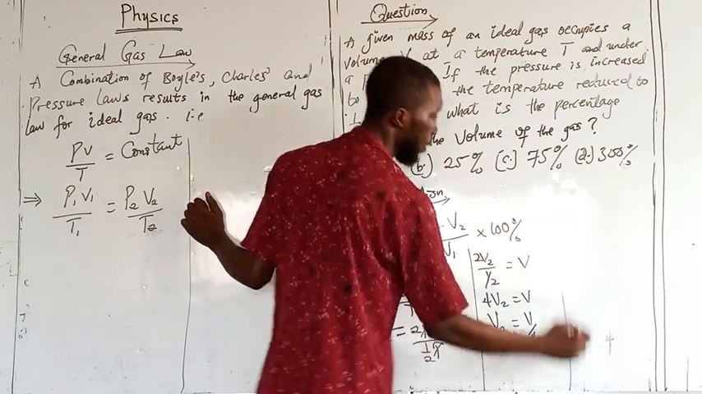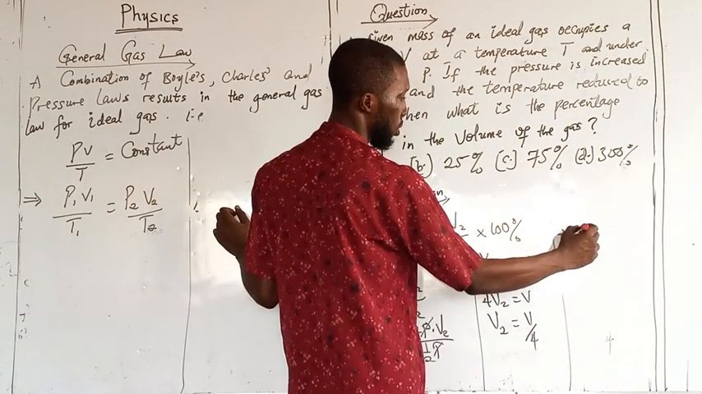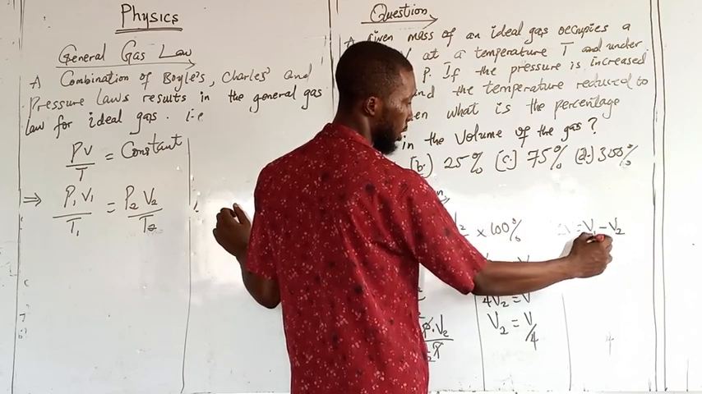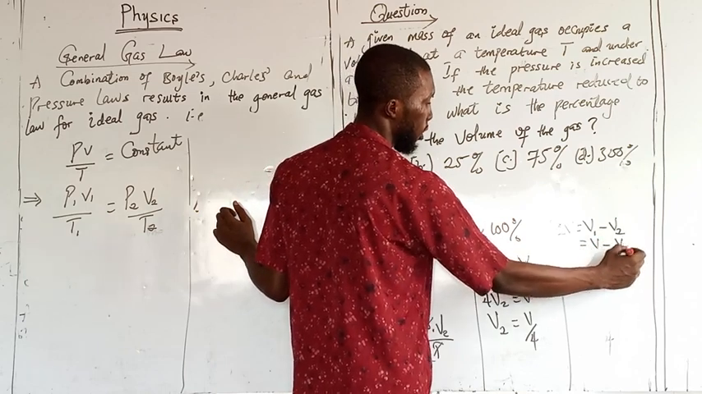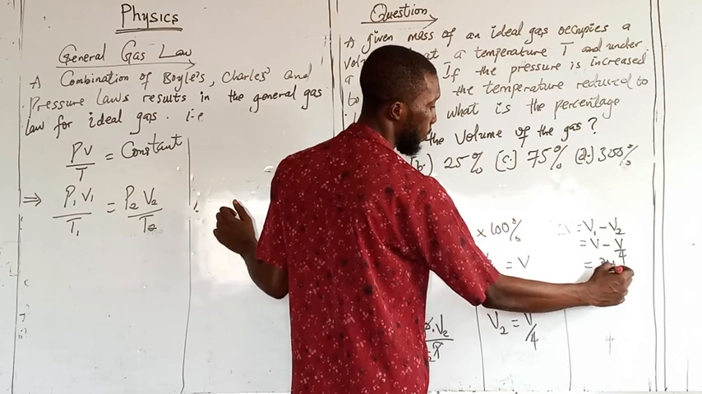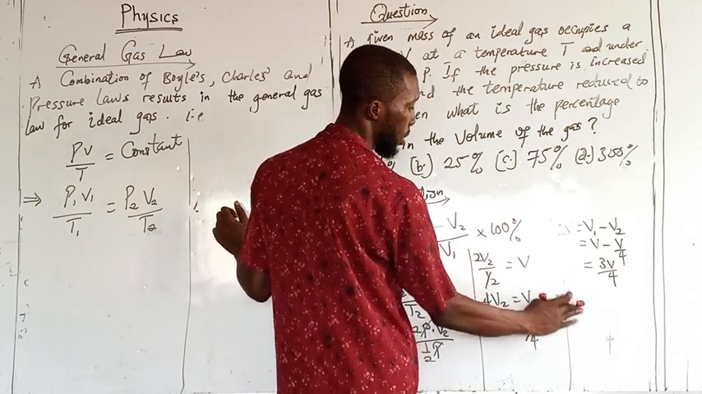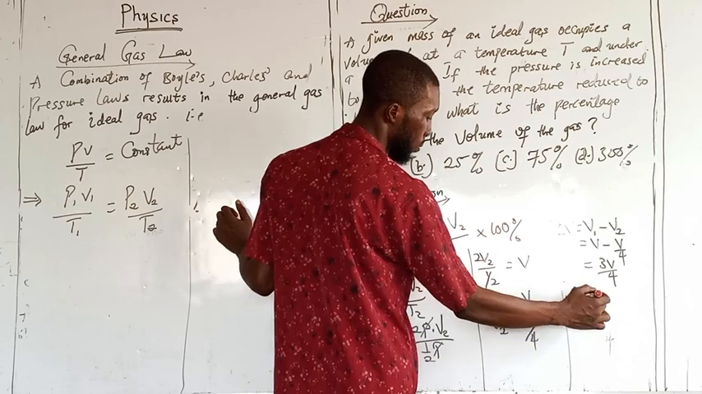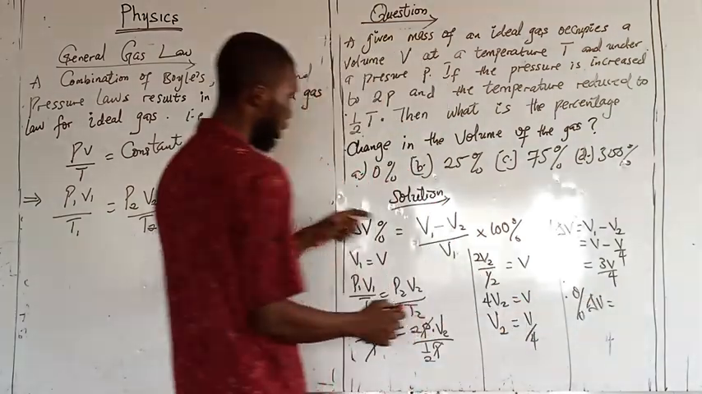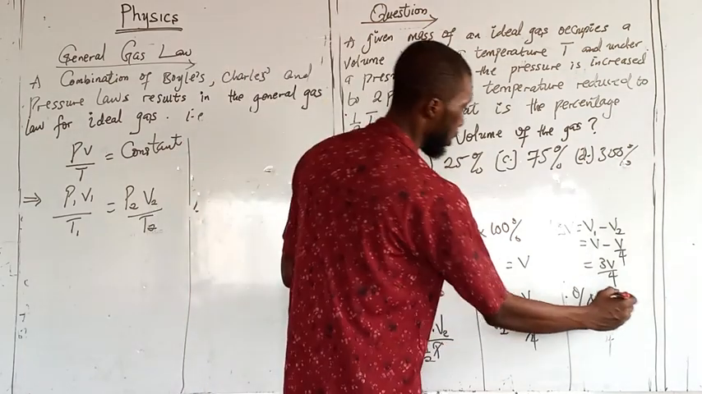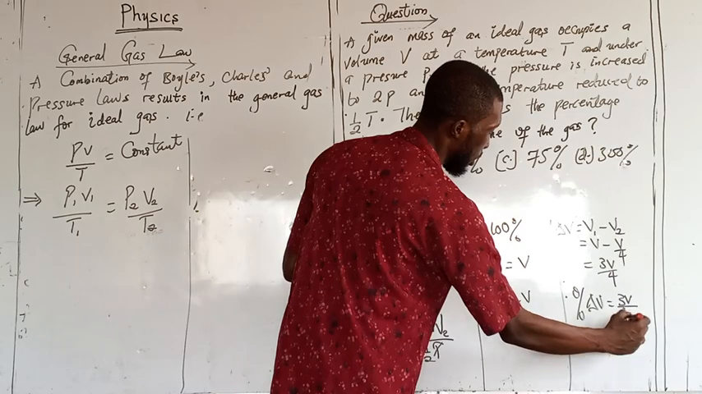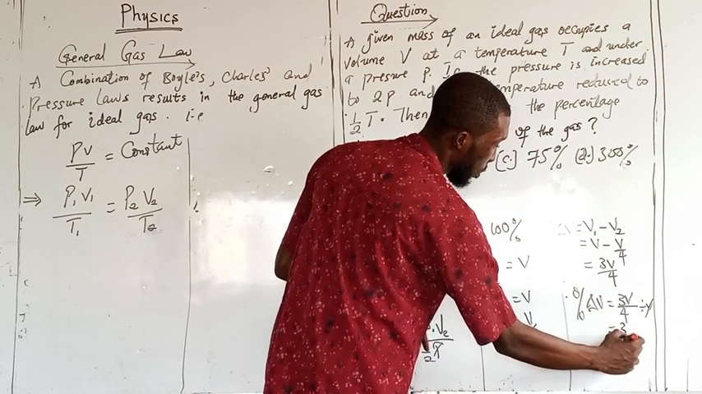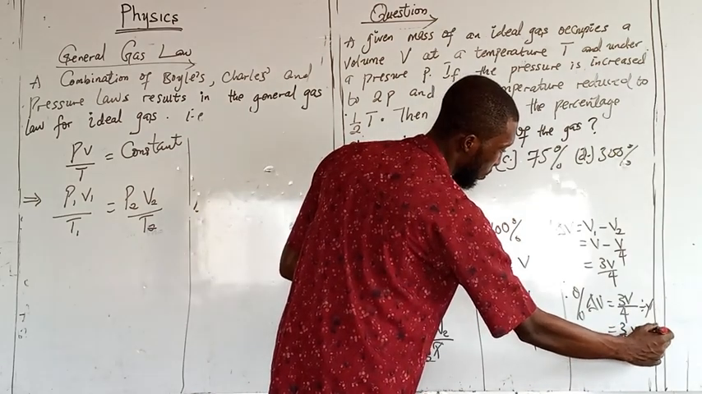So our change in volume will be equal to V1 minus V2. Our V1 is V minus V2, V by 4, which gives us 3V over 4. So therefore, the percentage change in volume will be equal to change in volume over the initial volume, that is 3V over 4 divided by V. So this V cancels this V, leaving 3 over 4, remember, multiplied by 100%.